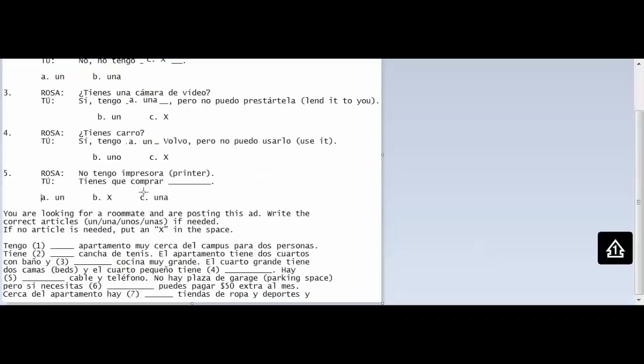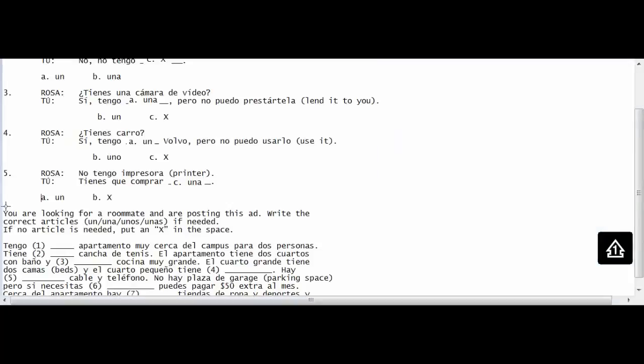No tengo impresora, tienes que comprar una. You have to buy one, because you need to tell me what I need to buy. You can't just say tienes que comprar. That's not enough. You have to buy one. Okay, so the same thing here. We're going to plug it in or put the X's. Let's see, maybe I can move this so we have more space.